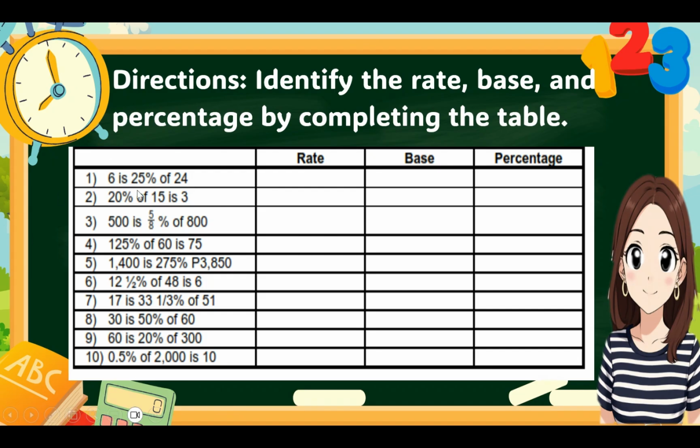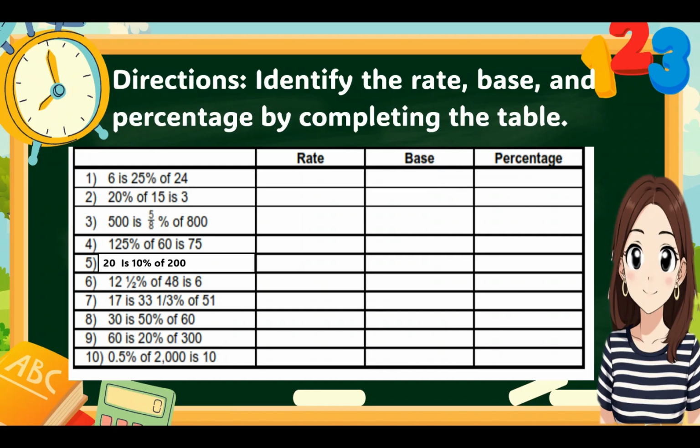So for number 1, 6 is 25% of 24. Number 2, 20% of 15 is 3. Number 3, 500 is 5 over 8% of 800. Number 4, 125% of 60 is 75. Number 5, 20 is 10% of 200. Number 6, 12 and 1/2% of 48 is 6.